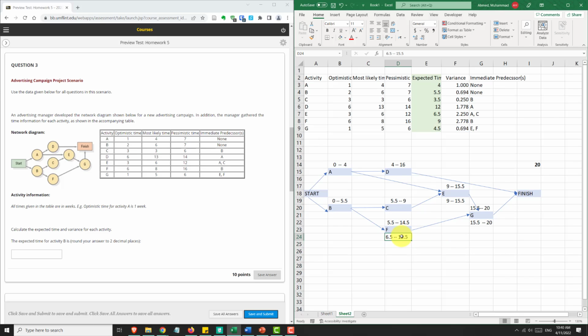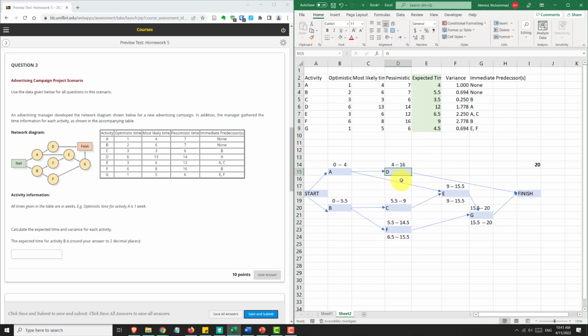Okay, 15.5 minus 9, the duration of F, gives you the late start. F can start as late as 6.5 and still get done in time for G to start on time. Okay, now we can look at D.